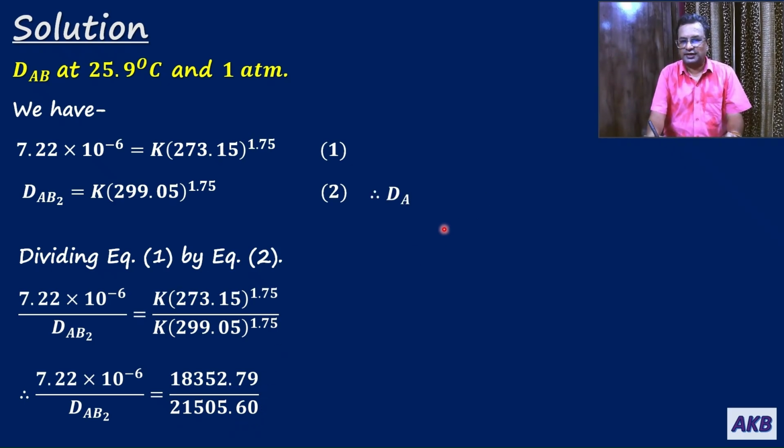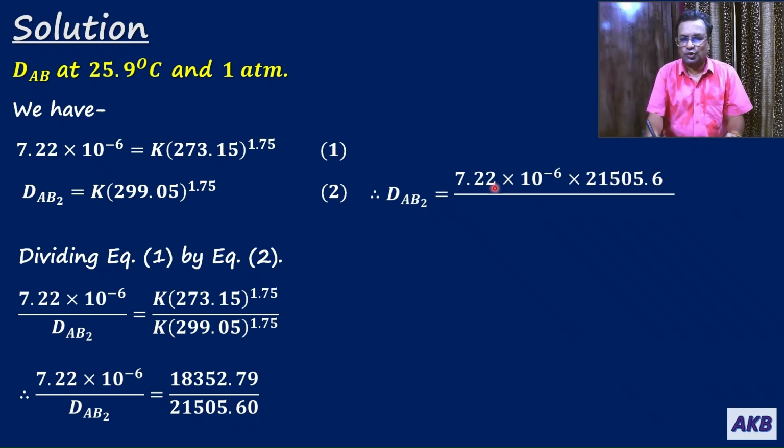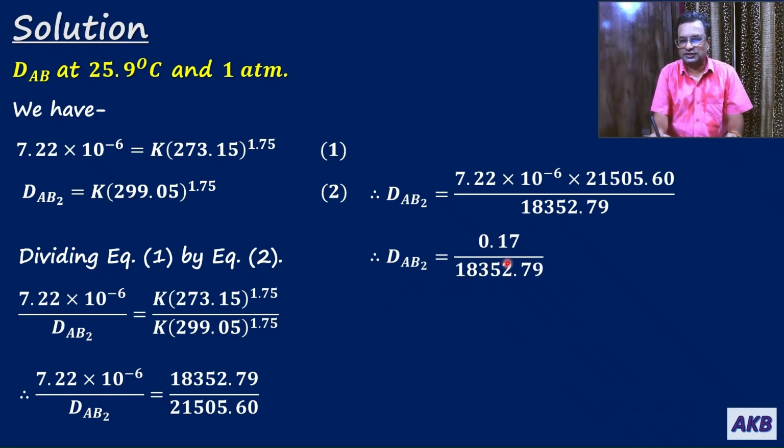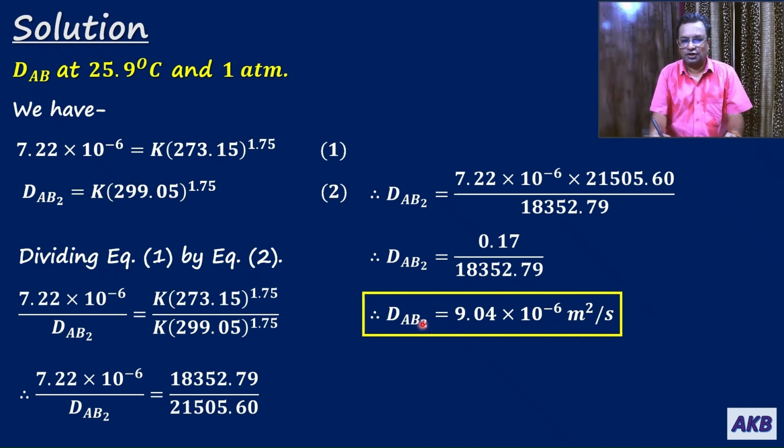21505.60. So that gives us dAB2 as 7.22 into 10 to the power minus 6 into 21505.60 divided by 18352.79. That product is 0.17, divided by 18352.79. That is, dAB2 comes out to be 9.04 into 10 to the power minus 6 meters square per second. Therefore, the diffusion coefficient at a temperature of 25.9 degrees Celsius and 1 atmosphere is 9.04 into 10 to the power minus 6 meters square per second.